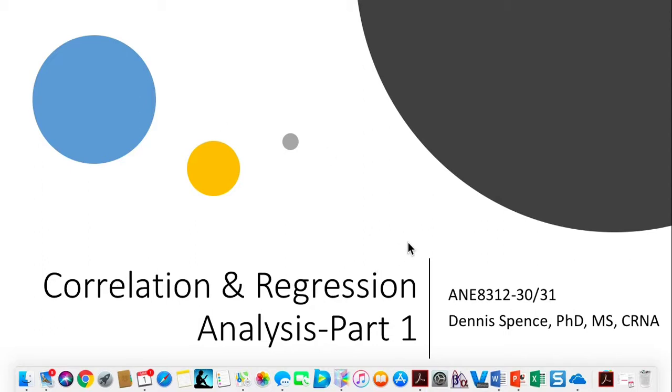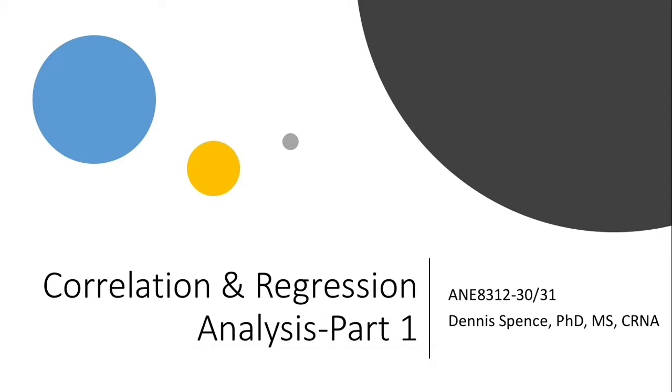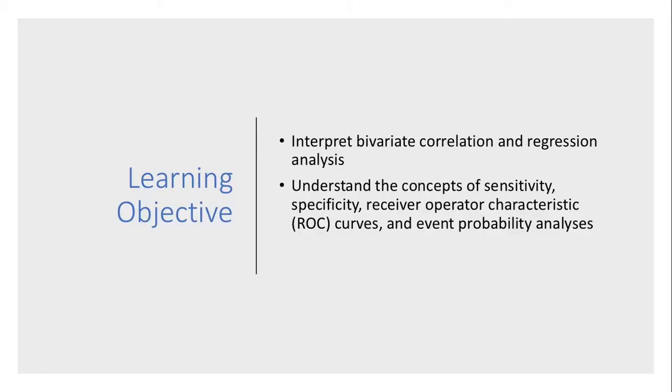All right. Good afternoon. In the next couple of weeks, we're going to go over correlation and regression analysis. This is part one of two lectures. Our goals are to interpret bivariate correlation and regression analysis. Secondly, our hope is that you'll better understand the concepts of sensitivity, specificity, receiver-operator characteristic curves, and event probability analysis. These latter concepts will be talked about next week in the context of logistic regression analysis.